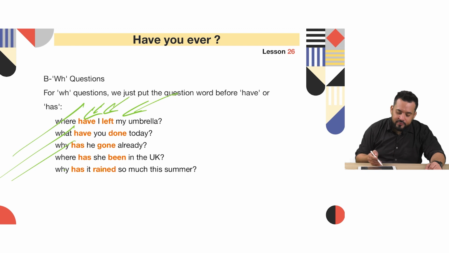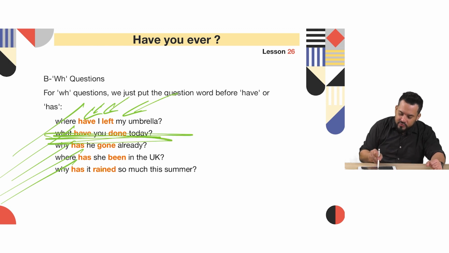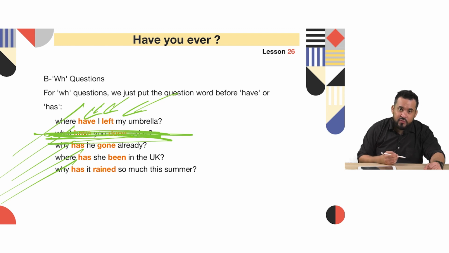Has he gone already? This one makes sense. Has she been in the UK? Has it rained so much this summer? So they're all fine, except for this one. This one sounds weird if you remove the question word. The question doesn't make sense.